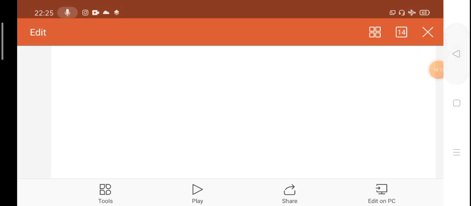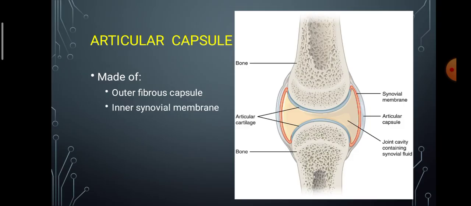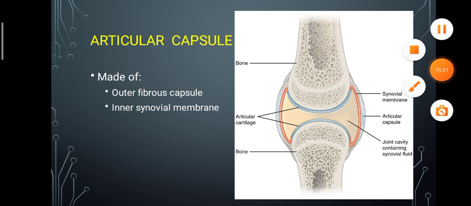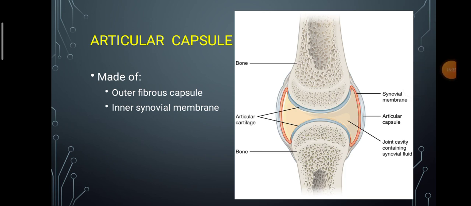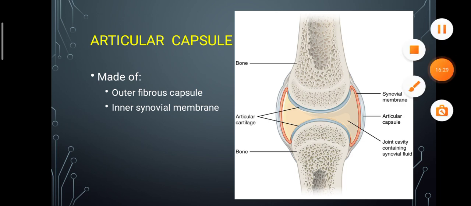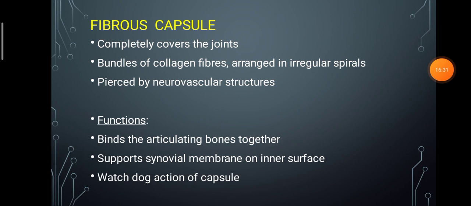it is made up of outer fibrous capsule and inner synovial membrane. The fibrous capsule completely invests the joint like a sleeve, or it completely covers the joint. It consists of bundles of collagen fibers only. It will be pierced by neurovascular structures.